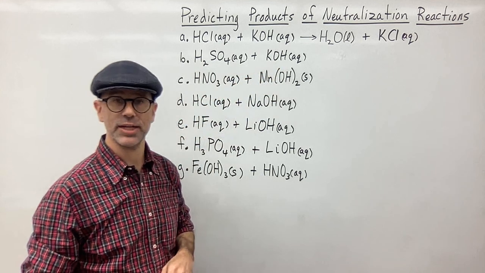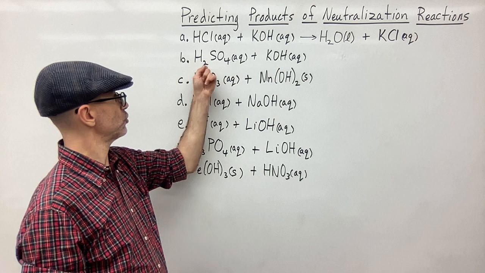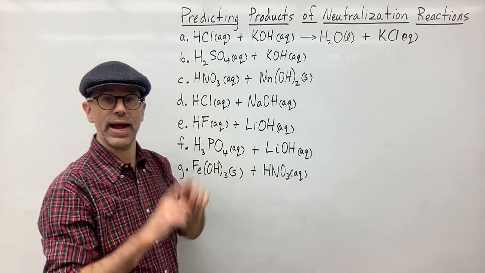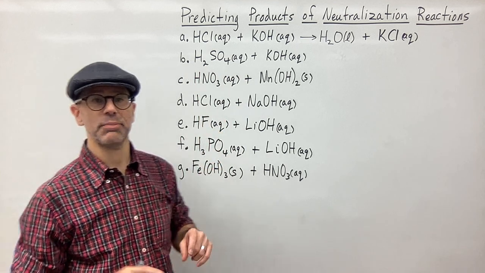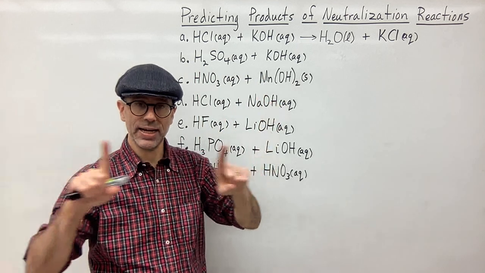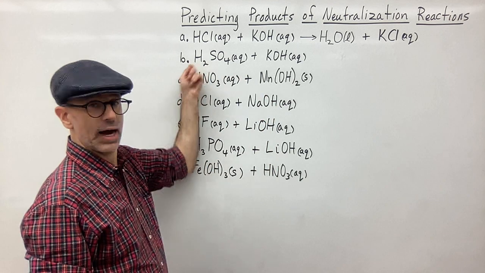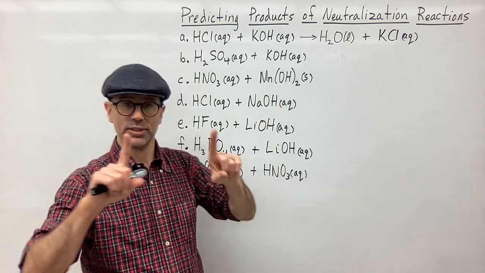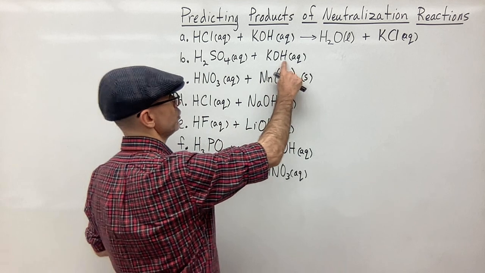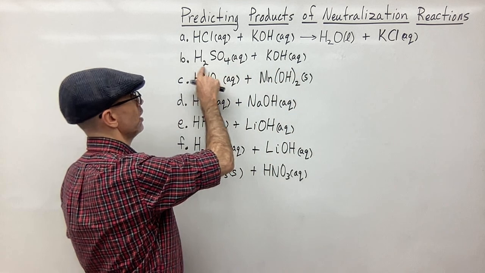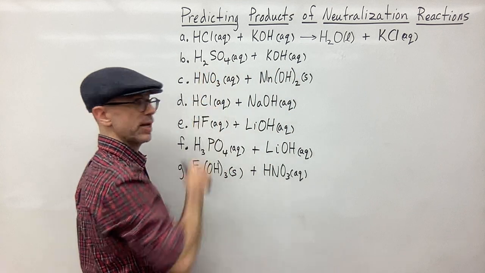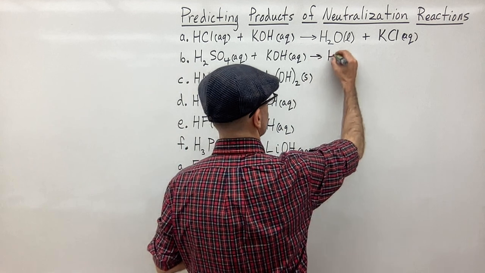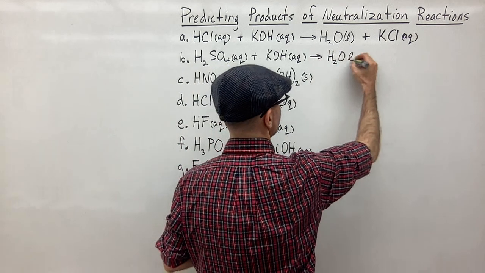All right, so for B, we have again our acid, sulfuric acid, and again, we have our potassium hydroxide. This is a strong acid, this is a strong base. They're going to react together. And again, the same thing, we're going to treat hydrogen as if it's an ion, H plus. We're going to take the outside ions, so your hydroxide and your H plus are going to go together. Again, that's going to form water. So H2O liquid.